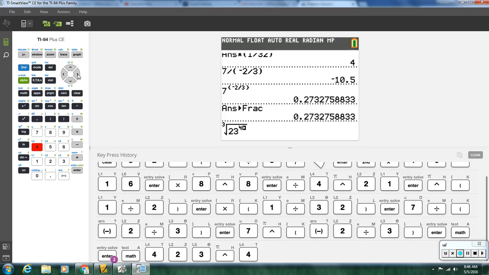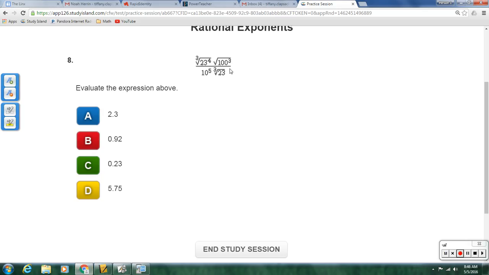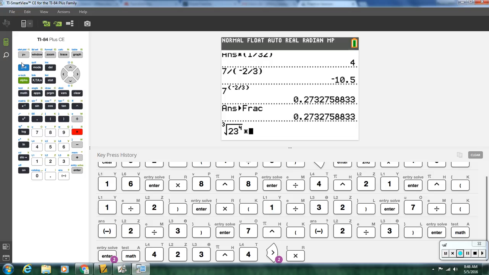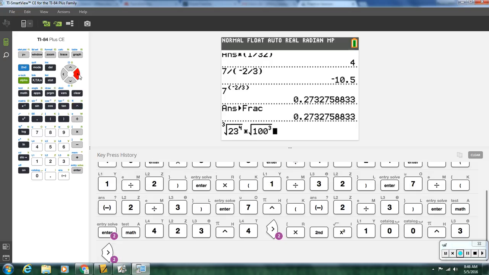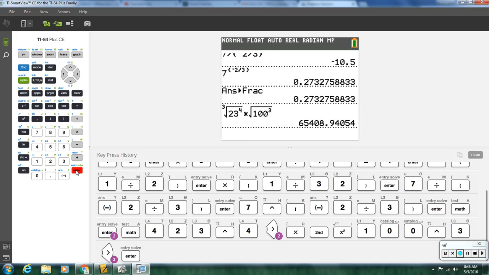Now you can use your right arrow to get out of it, but you still have to get out of this cube root. See how I'm outside the cube root now? So I had to hit my right arrow twice. And then times the square root of 100 to the 3rd. So that's my numerator. I'm just going to hit enter from right there. Just get my numerator. I don't really care what that number is. I just know that's my numerator.